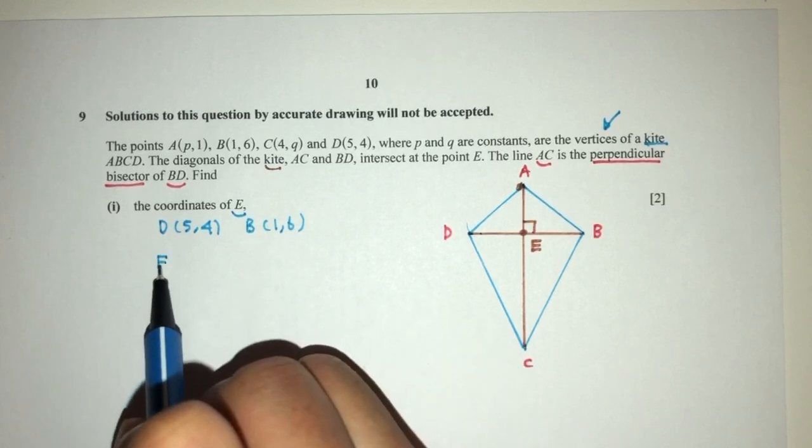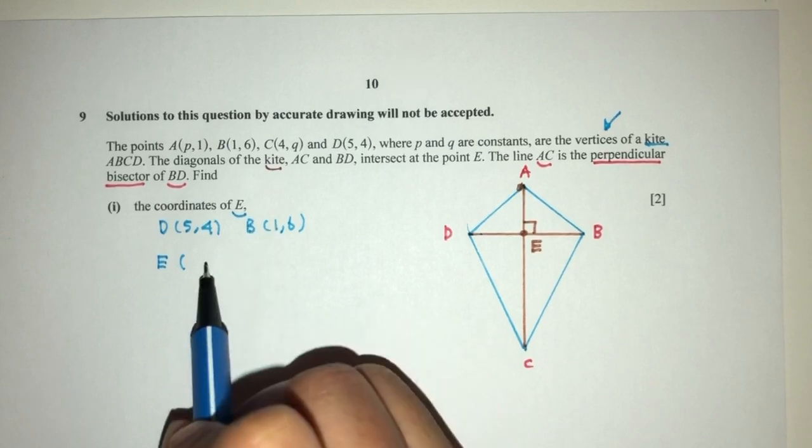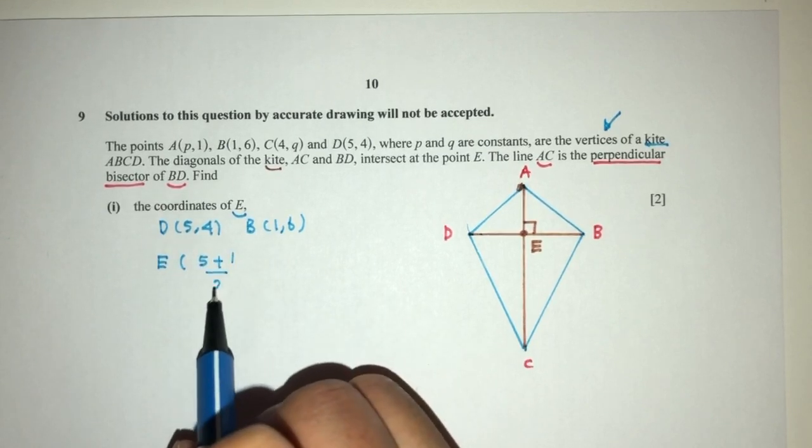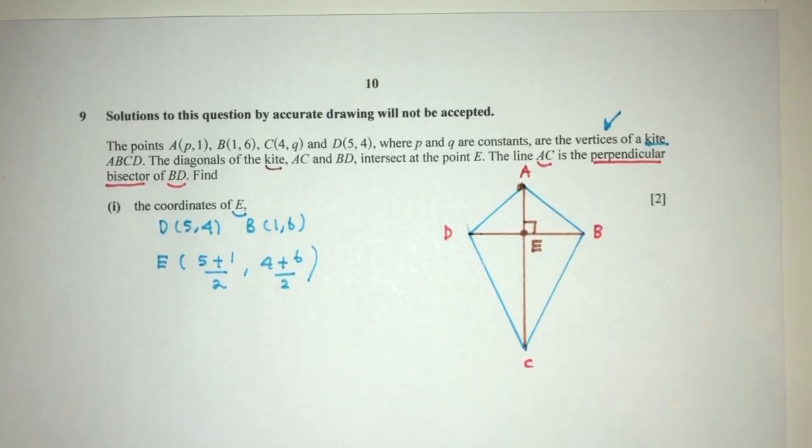So E is the midpoint. That will be 5 plus 1 is 6, divided by 2. So (5 plus 1) divided by 2, (4 plus 6) divided by 2. This is just a formula we use to find the midpoint of 2 points.